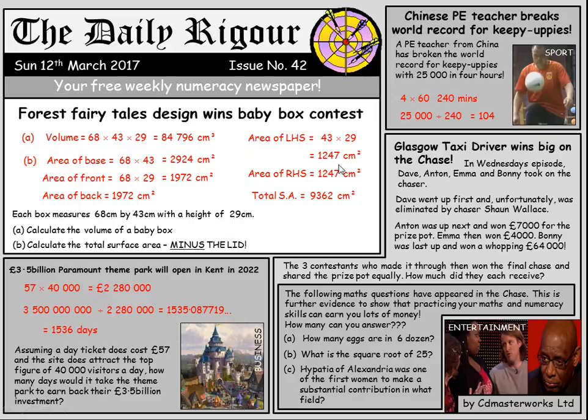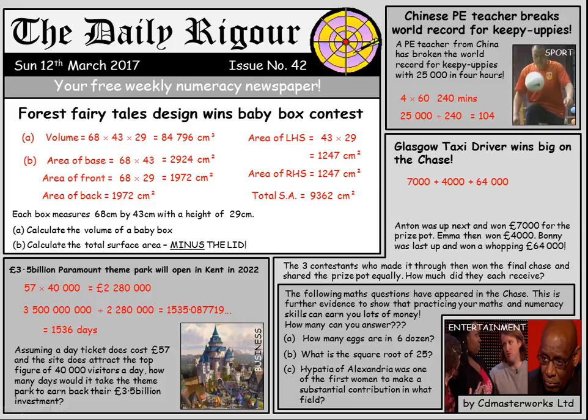So, entertainment story now, and we had Anton, a taxi driver from Glasgow, winning big in The Chase. Unfortunately, so did Emma and Bonnie, fortunately for them, but unfortunately for Dave, because he was eliminated first. So, let's work out the total value of this prize pot. It's going to be 7,000 add 4,000 add 64,000, which comes to £75,000. And each of these three contestants, Anton, Emma and Bonnie, are sharing this equally. So we're going to divide that by 3, and that means they had a take-home amount that they won each of £25,000. Magnificent. Hopefully Sean the Chaser is not going to be in too much trouble.